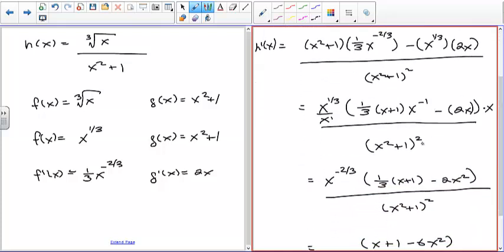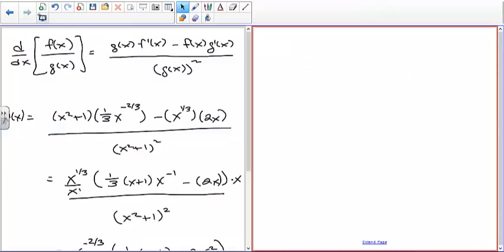The rest of this is just algebra. I think that's right. Hopefully it is. I'll trust myself, which is probably not a good thing.